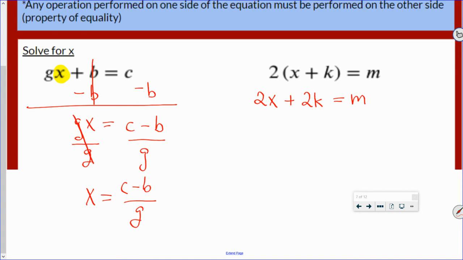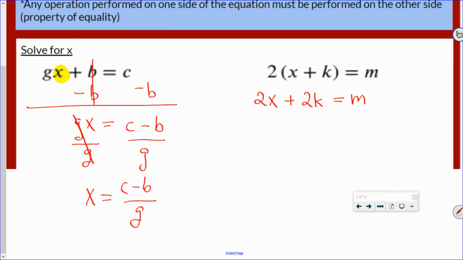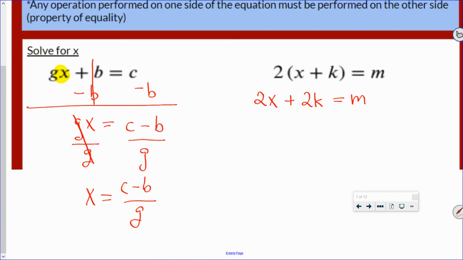Another property I could have used was the division property, and I could have divided both sides by 2. And that would have been okay too. Both of those would work. If I did that, I would have taken this same thing here. I would have taken this, and I would have just divided it by 2, and those would have canceled. So either method will work.